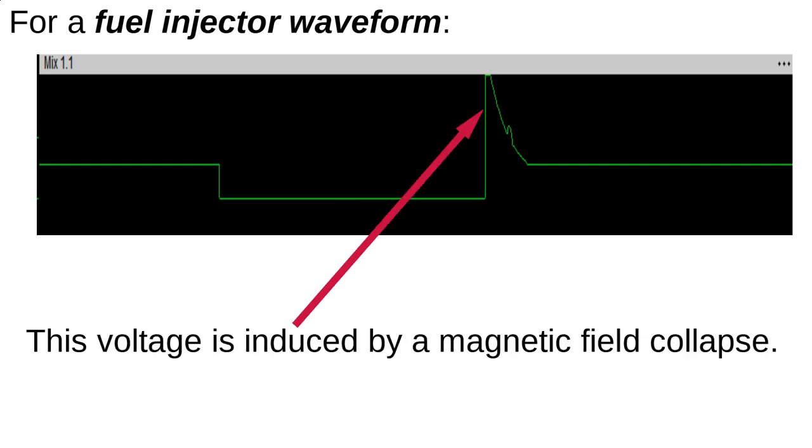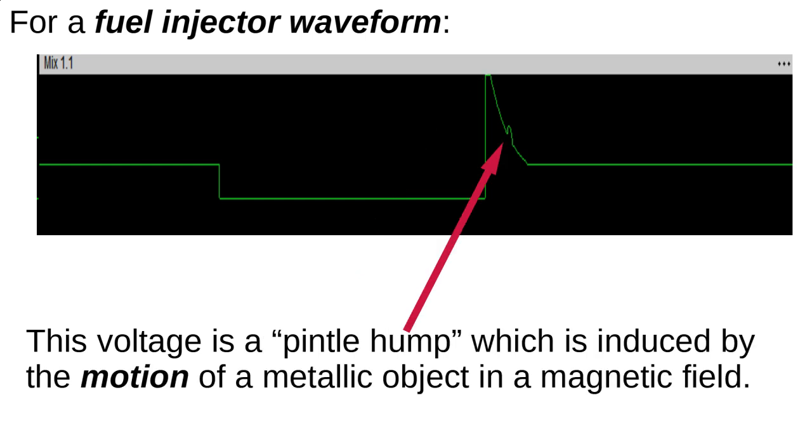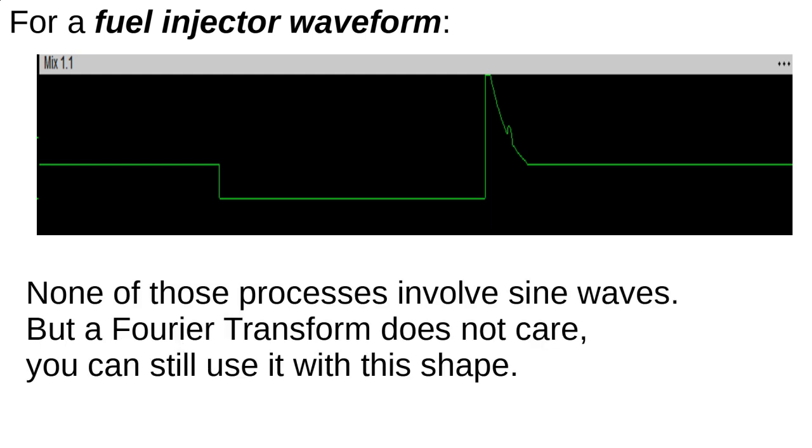This voltage is induced by a magnetic field collapse. This voltage is clipped off due to a Zener diode. This voltage is a Pintle hump, which is induced by the motion of a metallic object in a magnetic field. None of those processes involve sine waves, but a Fourier transform does not care. You can still use it with this shape.